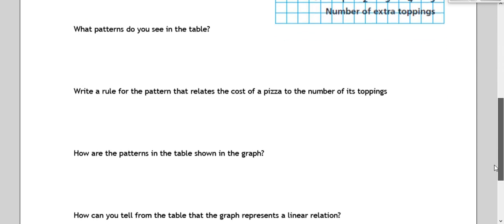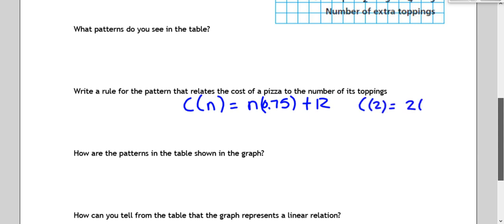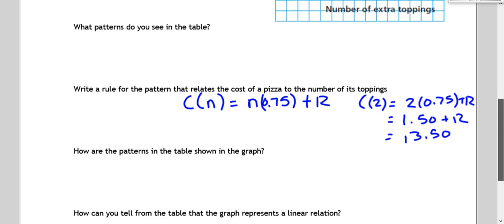Well, what if I wanted to say the cost relies on the number of toppings, and the number of toppings changes by 0.75, but a base price of $12. And we could prove that by plugging in any value on the table, and that'll work. So if we said C at 2, and that'll work all the way down, and we can test that on here, on the table, wherever.